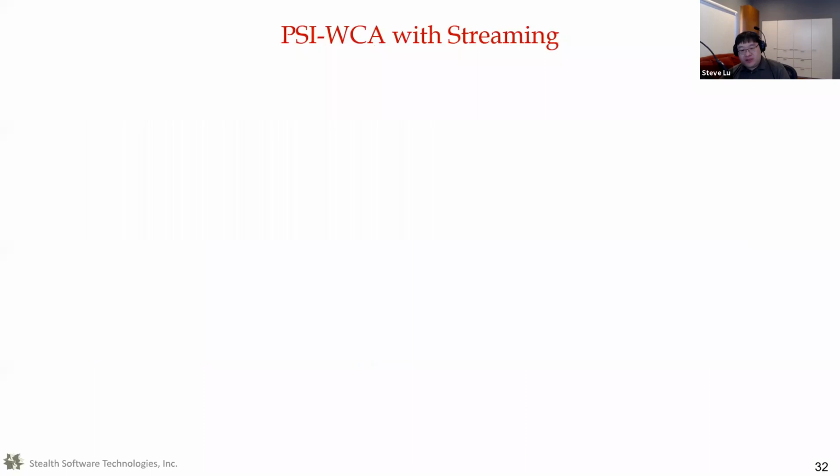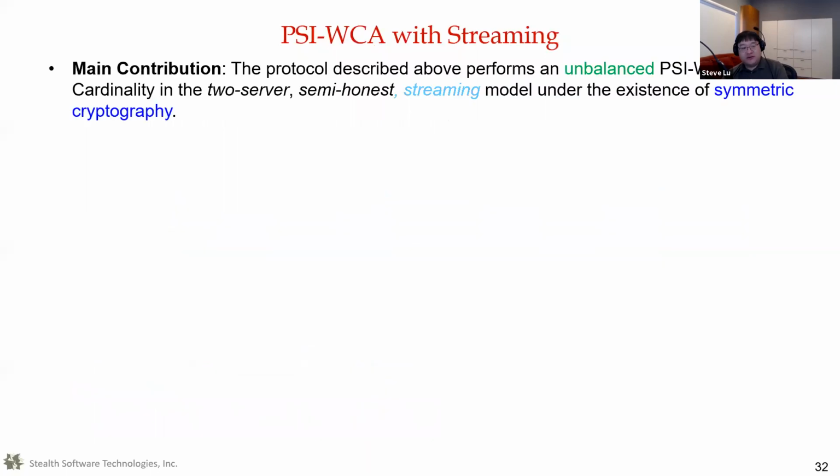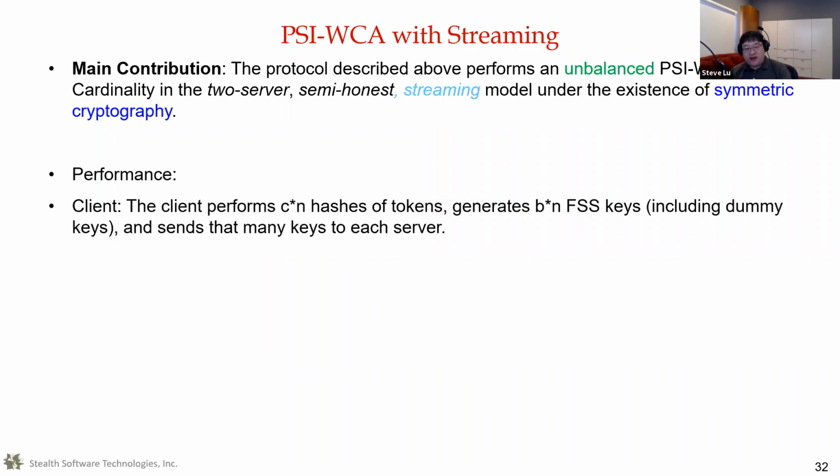And so with this streaming, what do we get? We now have this PSI weighted cardinality in the streaming model, where the client performs C times n hashes of tokens. You potentially hash each token C times, and figure out which bucket they should go into. They then generate, for each bucket, and there are n buckets, B FSS keys corresponding to the things that landed in that bucket, and also dummy keys for the case where there are some empty slots in the buckets. And then you send that many keys to each server.